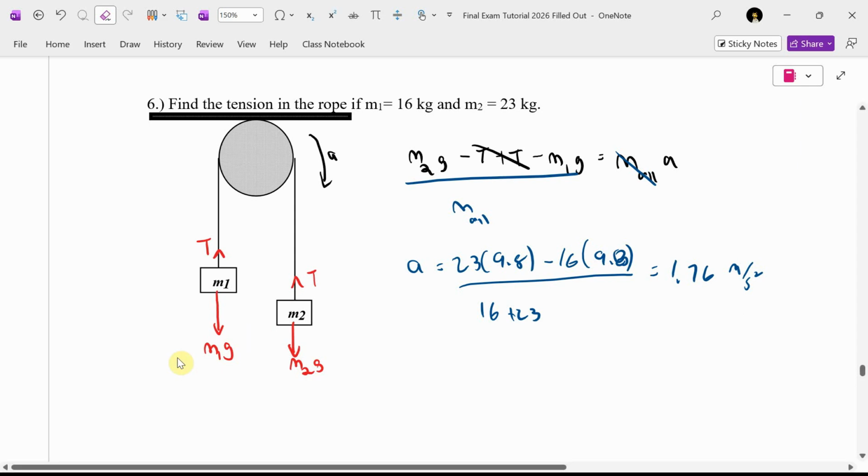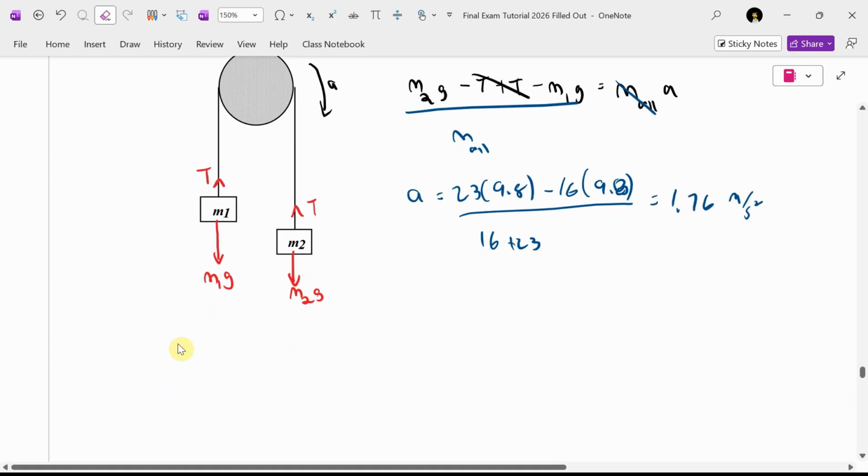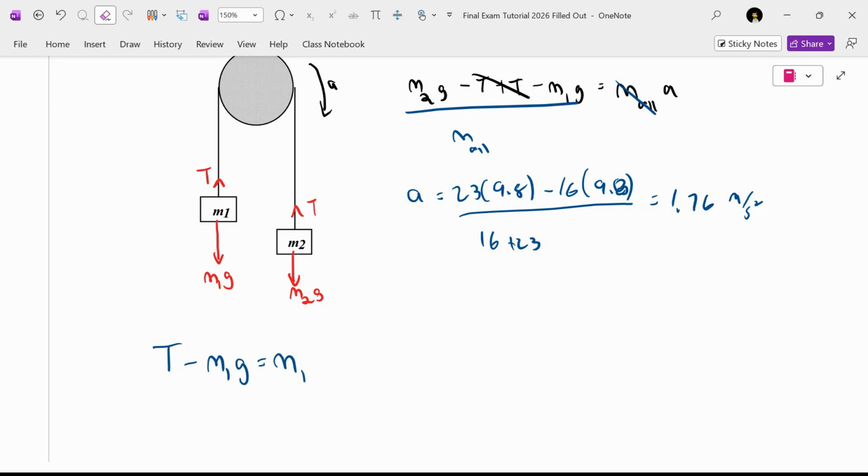Look at an individual mass to find an individual force. So which mass do you want to use? Okay. Which way is M1 accelerating? Which way is the winning direction? Same answer. Which force is winning then on M1? Yes. Which one is losing? M1G, and that's going to be M1A.